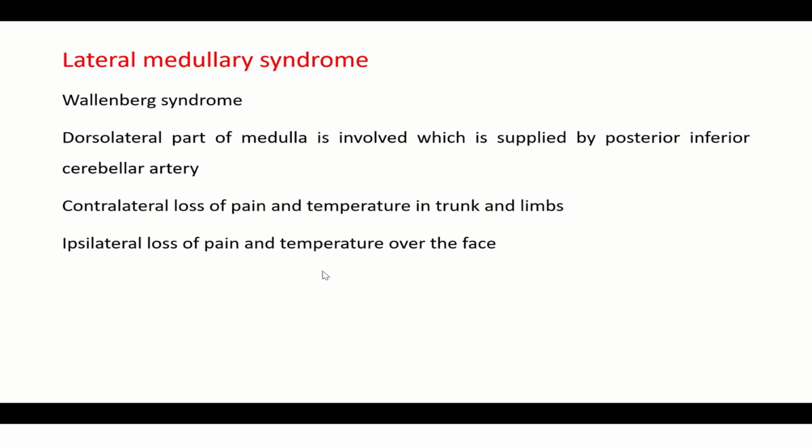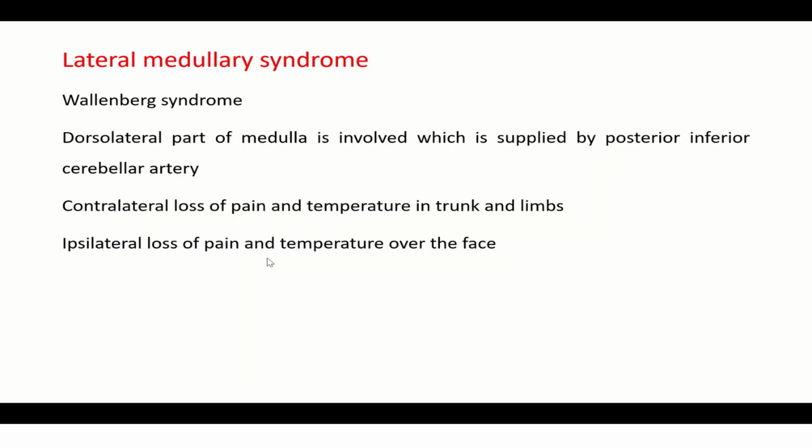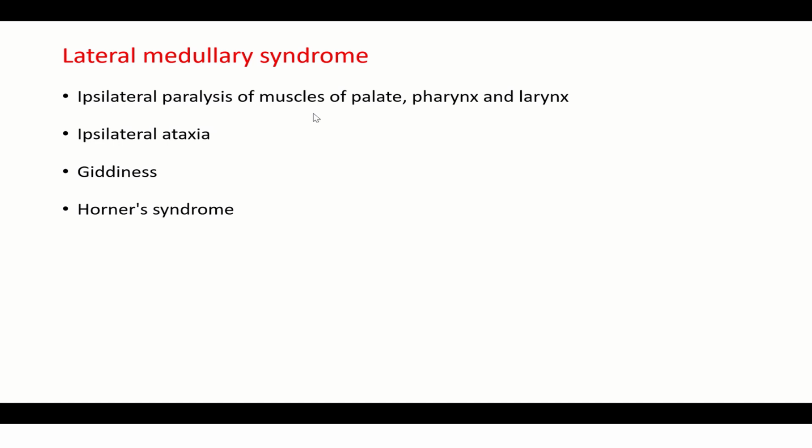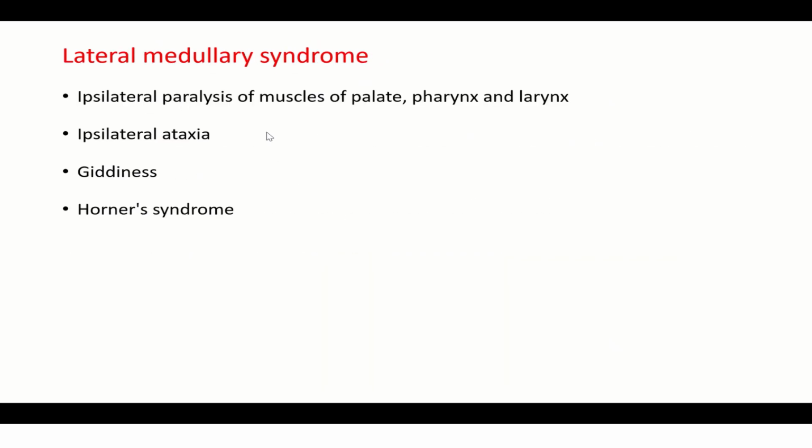Then there is ipsilateral loss of pain and temperature over the face, because the spinal tract and nucleus are involved. These two result in these features. Then ipsilateral paralysis of the muscles of the palate, pharynx and larynx, because the dorsal nucleus of vagus is affected, which supplies these, and along with that the nucleus ambiguus is also affected.